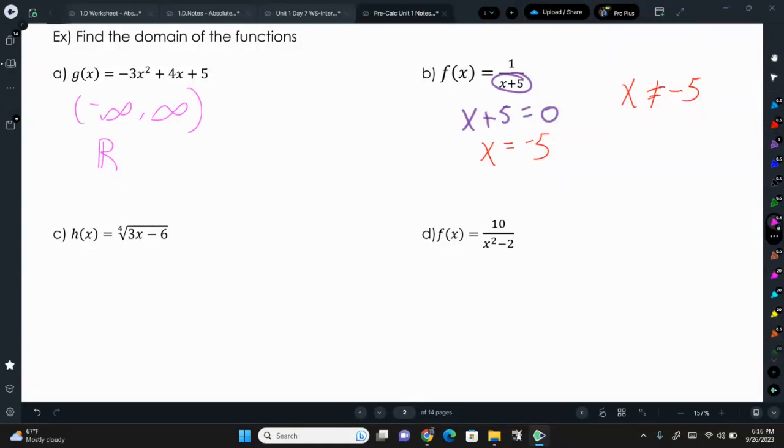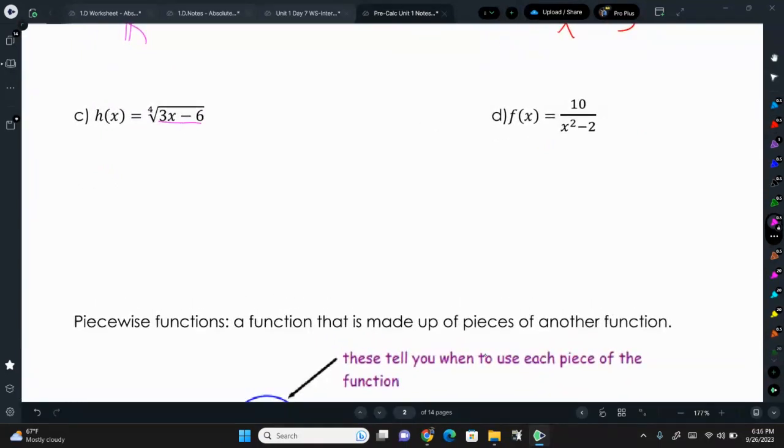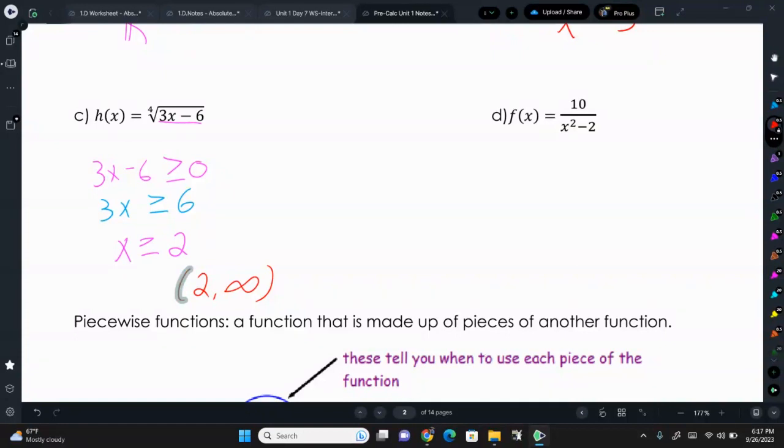Now, letter C is where it gets a little bit dicey. We have an even root, and we know that the inside of the even root can't be negative, so it has to be greater than or equal to 0. So then we'll solve this. 3x is greater than or equal to 6, and we divide both sides by 3. We get x must be greater than or equal to 2. So in interval notation, that looks like this, 2 comma infinity, but we should have a bracket around the 2 because it's greater than or equal to.